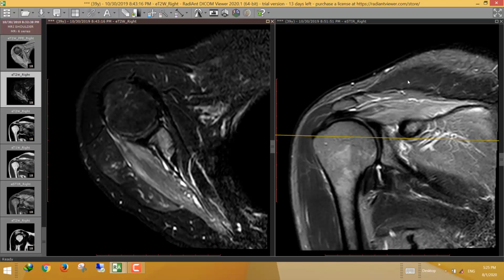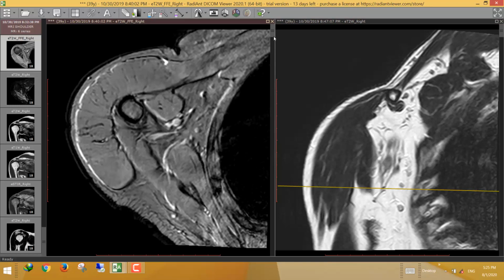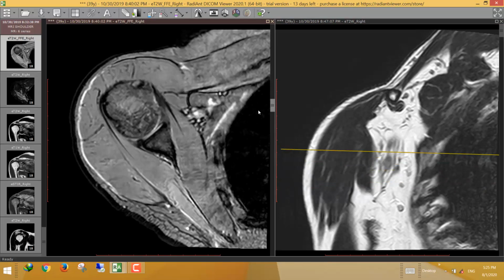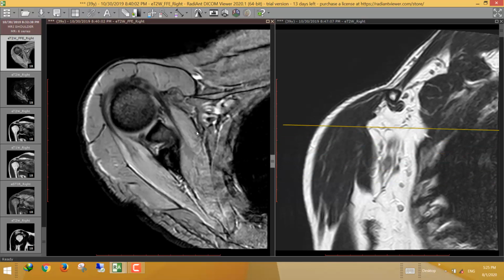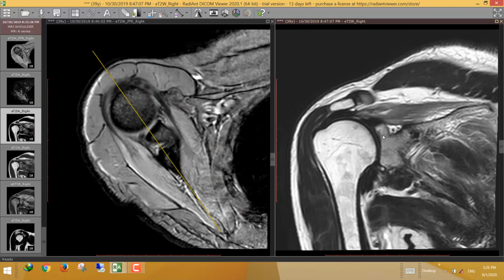In such a pattern involving the supraspinatus and infraspinatus, we should look for the suprascapular nerve. As we know, the suprascapular nerve passes along the suprascapular notch and then the spinoglenoid notch. The spinoglenoid notch can be appreciated on the axial images. This is the glenoid, this is the spine of the scapula, and this space is the spinoglenoid notch. In the coronal images, this is the glenoid, this notch is the spinoglenoid notch, and this is the suprascapular nerve.